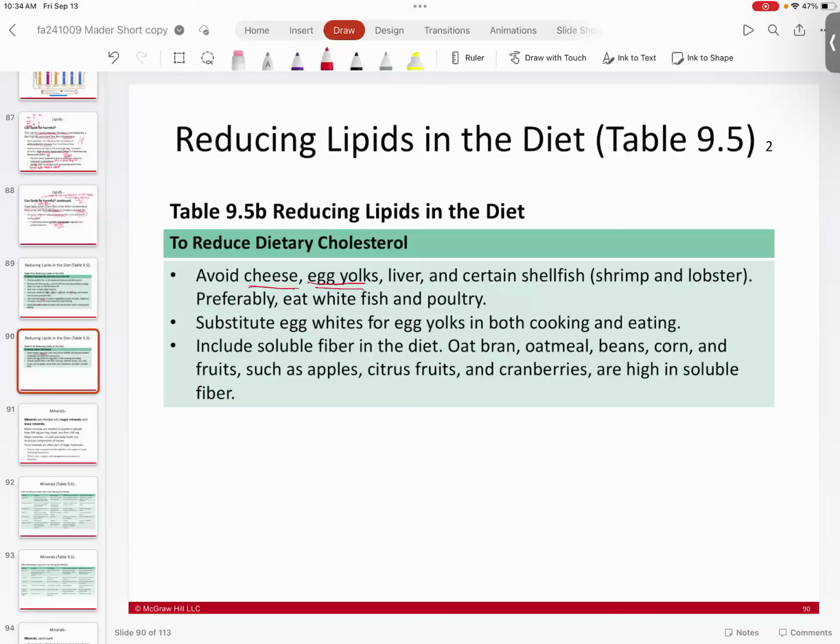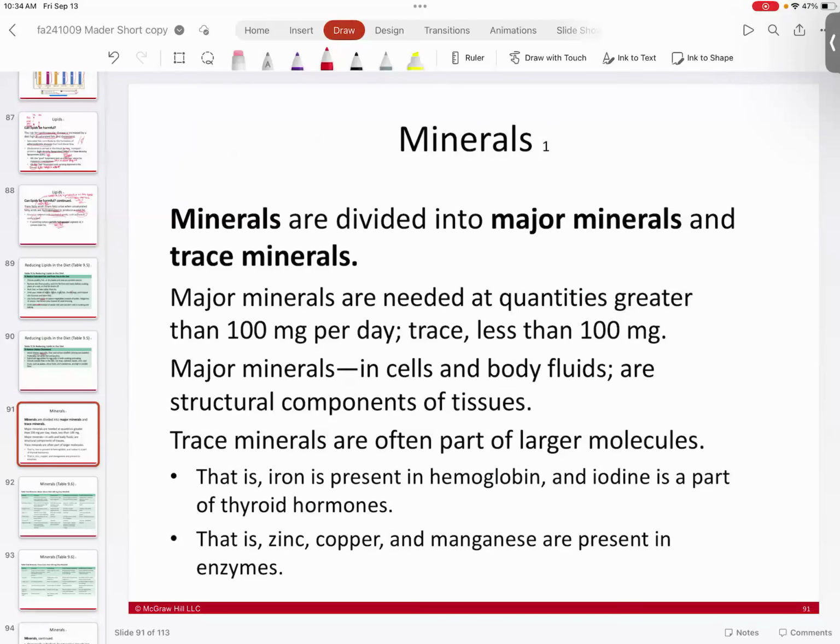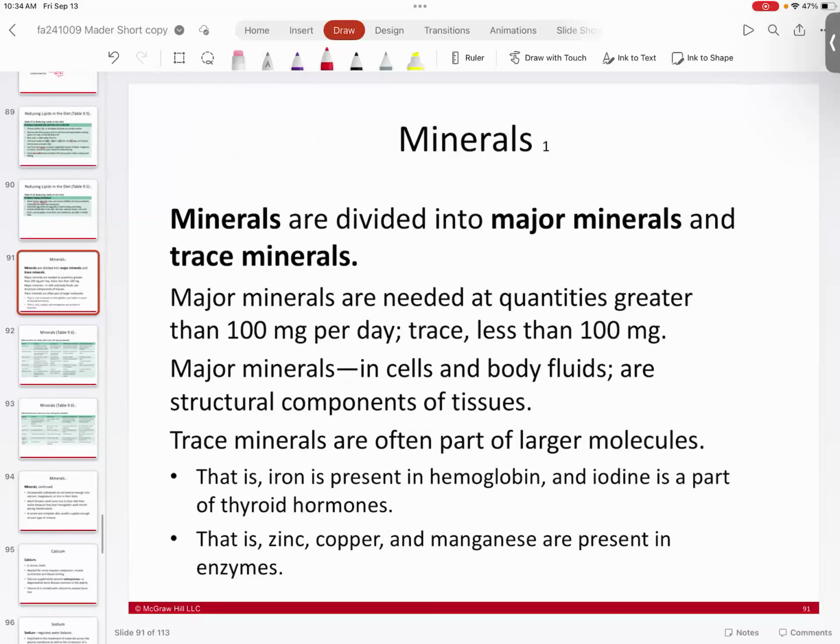Don't eat liver, things like that. Shellfish is really high in cholesterol. It'll stick to you for a long time, and so forth. So basically, those are some tips and ideas.